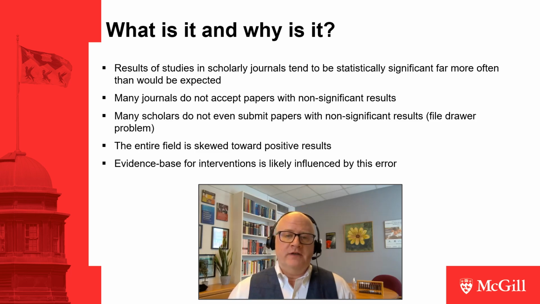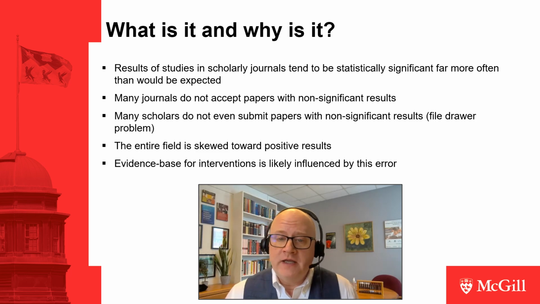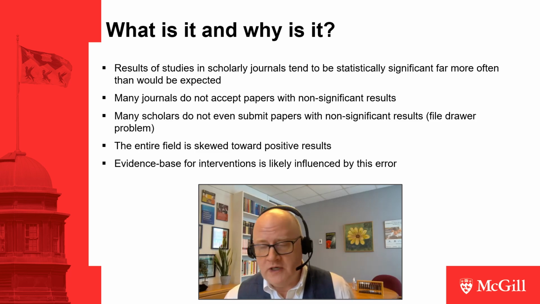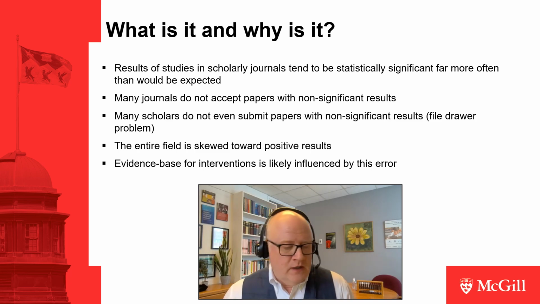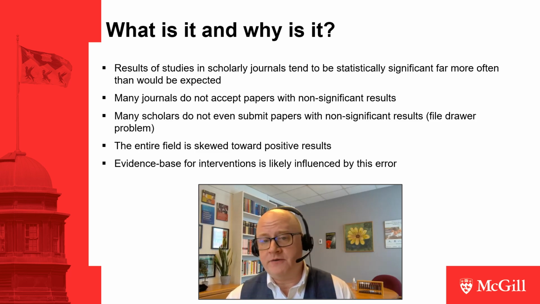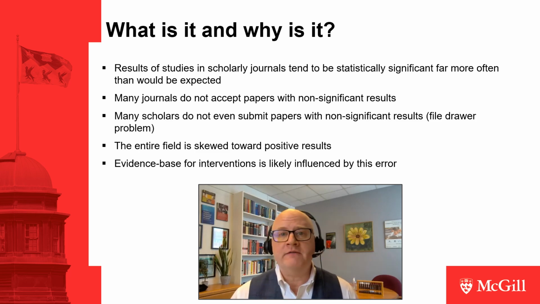Publication bias involves the results of studies that appear in scholarly journals tending to be statistically significant far more often than what we would expect. It's really difficult when you try to find the status of a construct in the literature, and you look for the effectiveness of an intervention, or support for a theory, and interestingly enough, every single thing you look for seems to be supported in the literature.